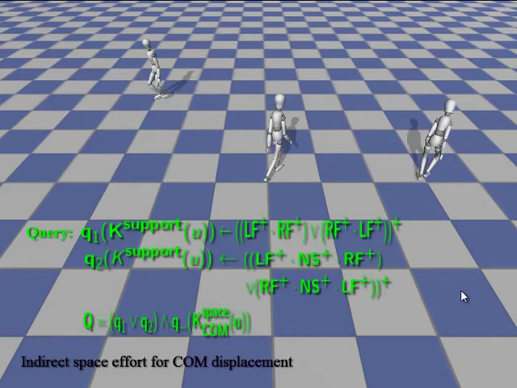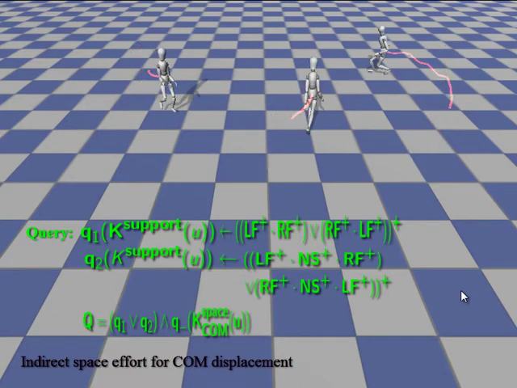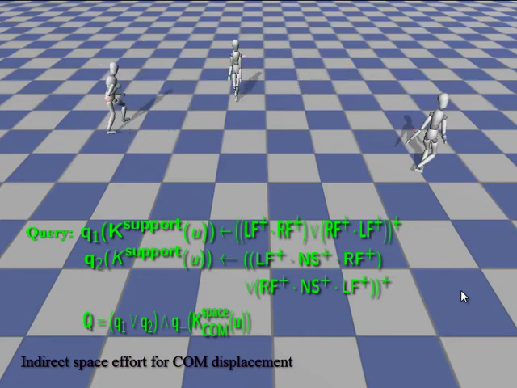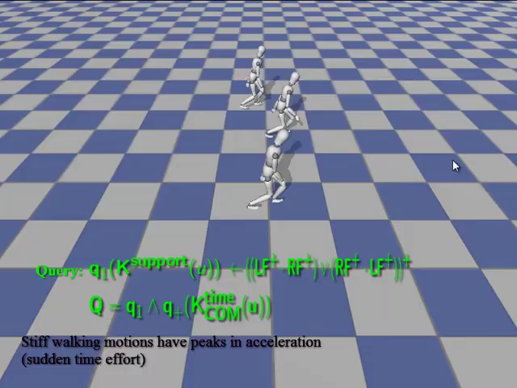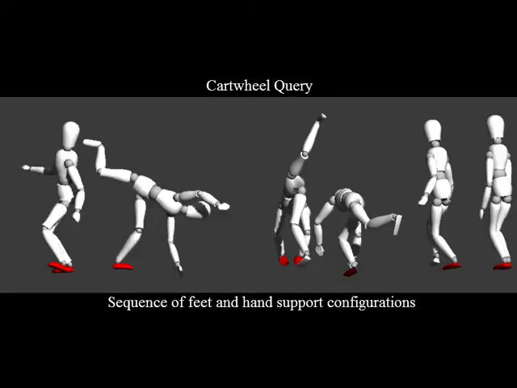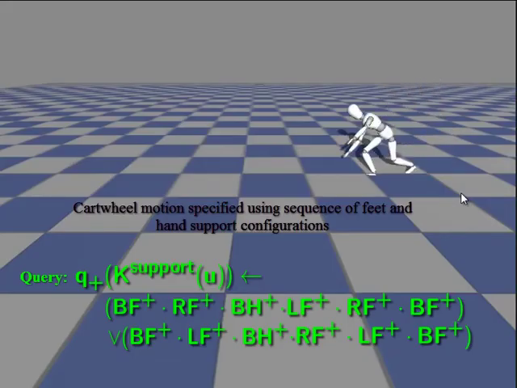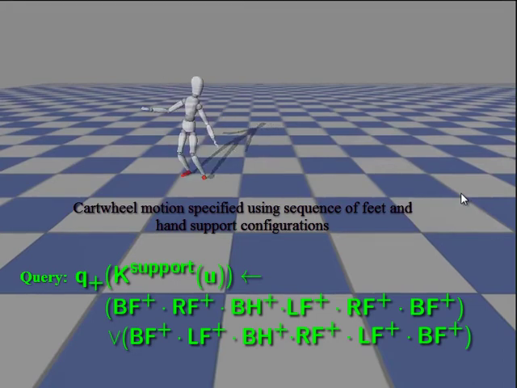Motions where the character is moving without a specific direction have indirect space effort, where the displacement is much less than the total distance traveled. Stiff motions are sudden in time effort. A character performing a cartwheel can be defined using the following regular expression of support key values.